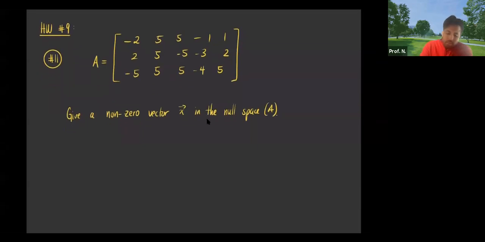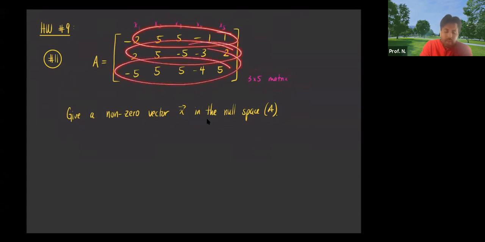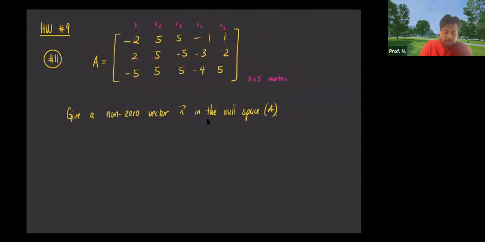So the idea is you want to find the row reduced echelon form of A. Why is that? Well, one reason is this is a 3x5 matrix. And remember what this matrix represents. This matrix represents the coefficients of a linear system, right? That has 5 variables. So you can always reformulate all of these rows as equations, right? Negative 2x1 plus 5x2 plus 5x3 minus x4 plus x5 equals 0.